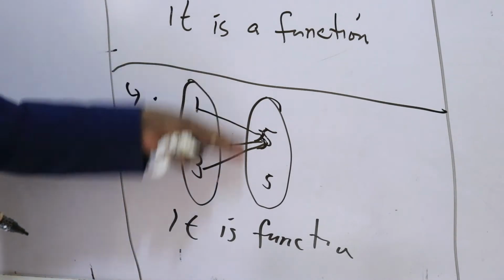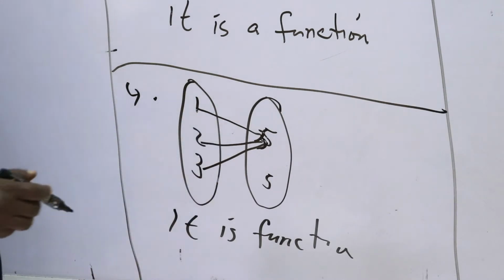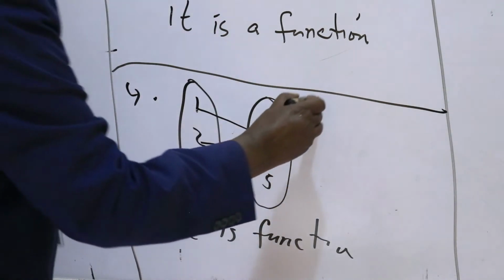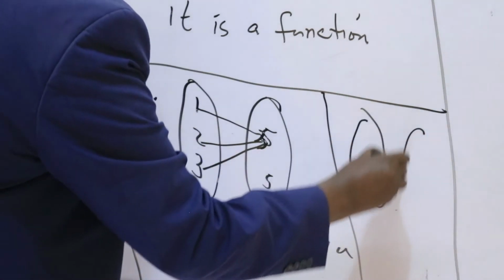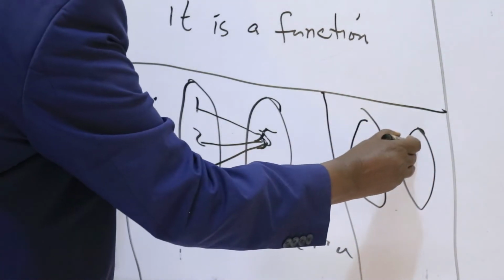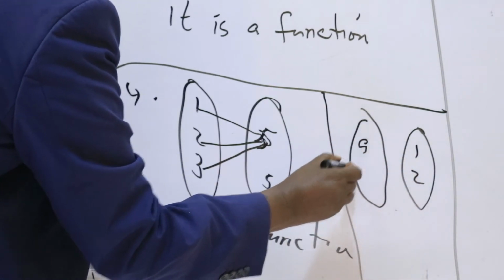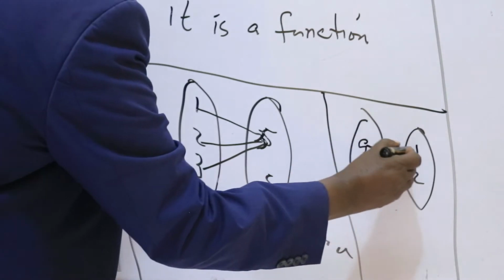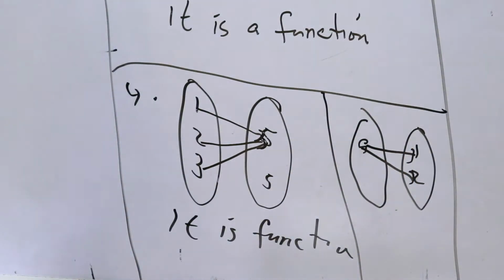Therefore they are used. It's a function. But if it is like this, okay, like this, 1, 2, okay, this is not a function. This is not a function as you see.